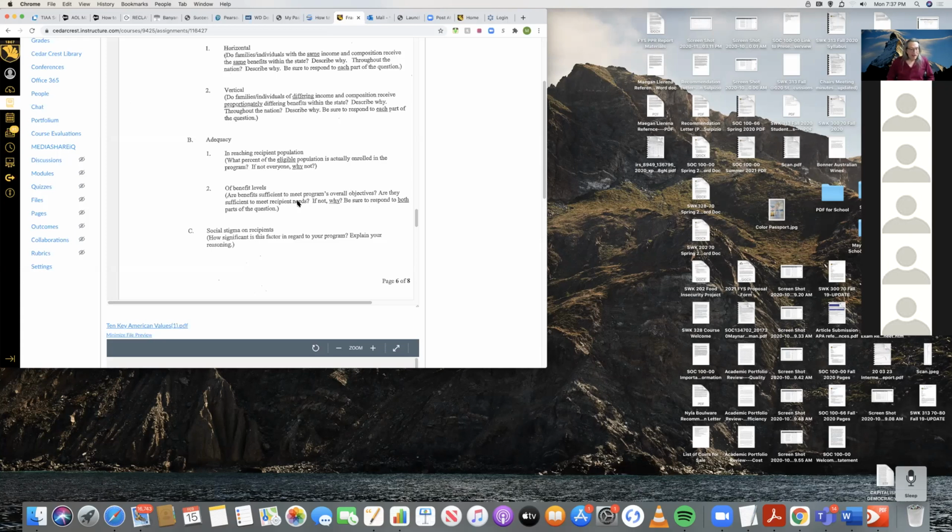Now, here's my point. It's entirely possible that the benefits are set up in a way that we meet the program's objectives because the program's objectives were perhaps a tad limited, but they're not enough to really meet recipient needs. Now, I know that nobody expects that SNAP is going to meet everybody's entire food needs because the idea is that people are not solely dependent on SNAP. But the question becomes, are they sufficient to meet recipient needs? So it's two parts to the question. Are the benefits sufficient to meet the program's overall objectives? Are they sufficient to meet the recipient needs? If not, why? Be sure to respond to both parts of the question.